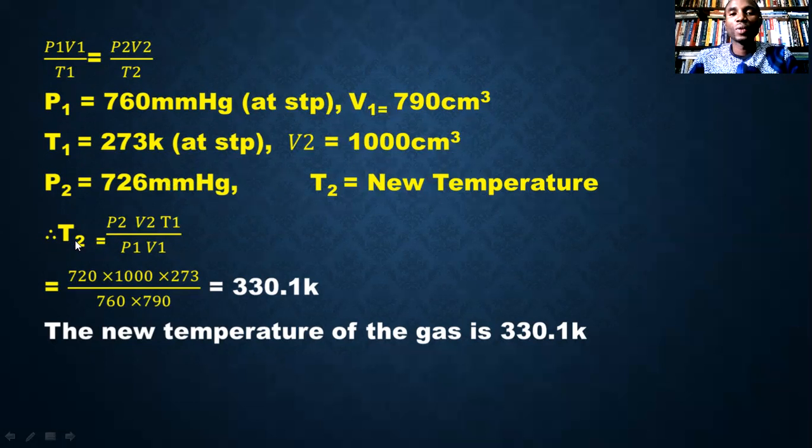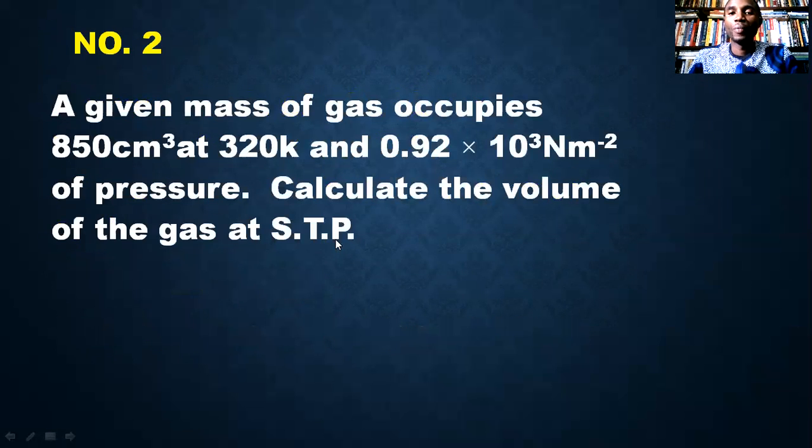You make T2 the subject of the formula, and you substitute directly from the available data given in the question. When you do so, you are going to have this as T2. What it means is that the new temperature of the gas is 330.1 Kelvin, temperature in Kelvin.